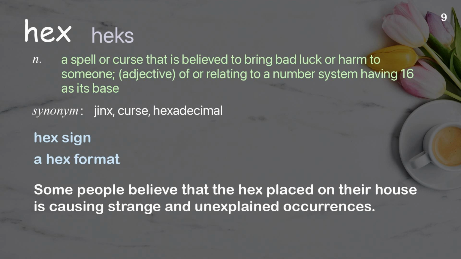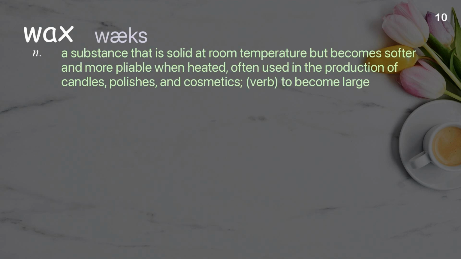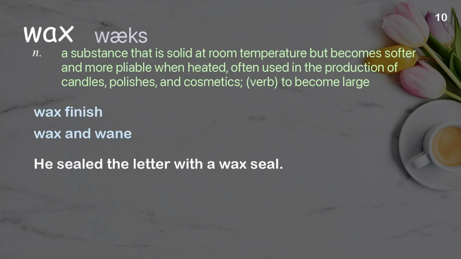Wax. A substance that is solid at room temperature but becomes softer and more pliable when heated, often used in the production of candles, polishes, and cosmetics. Verb: to become large. Examples: Wax finish. Wax and wane. He sealed the letter with a wax seal.